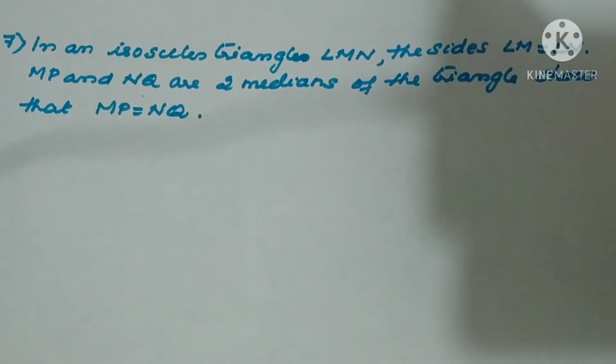Next question. In an isosceles triangle LMN, the sides LM equal to LN, MP and NQ are two medians of the triangle. Show that MP equal to NQ. Now this question diagram is not given in the question. It's a geometry question only. Without a diagram we cannot solve.